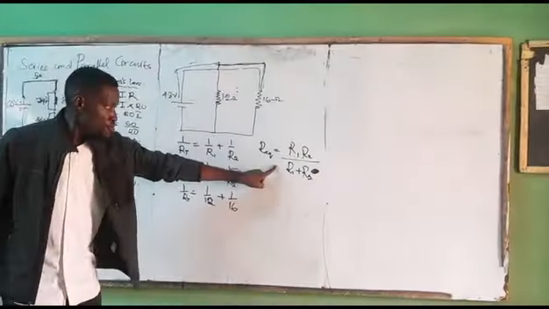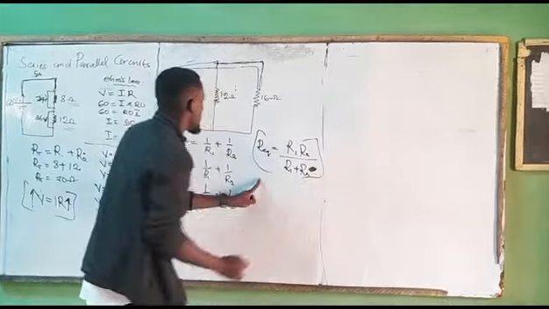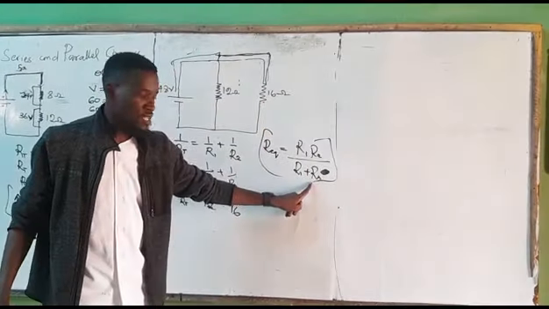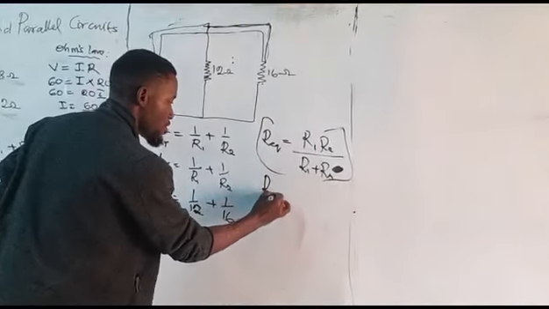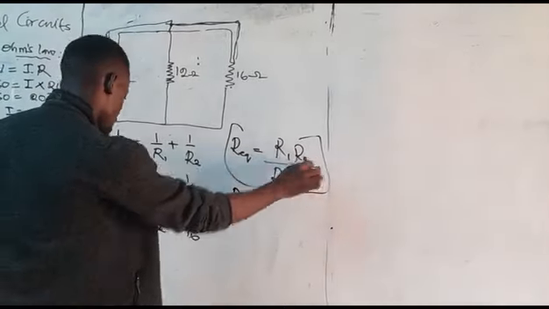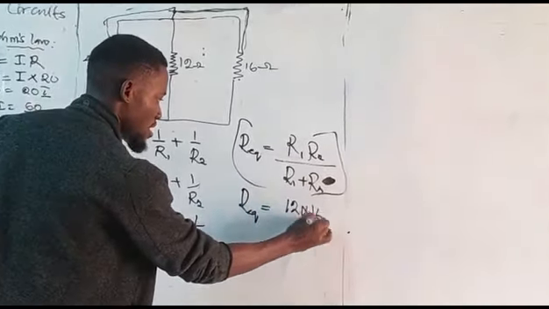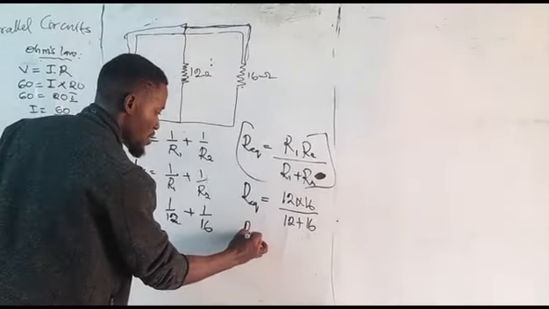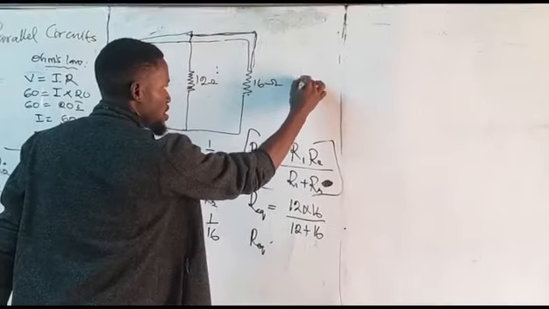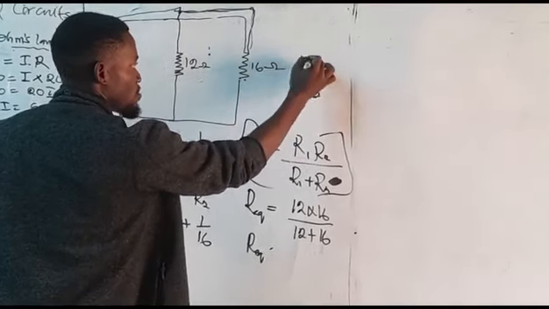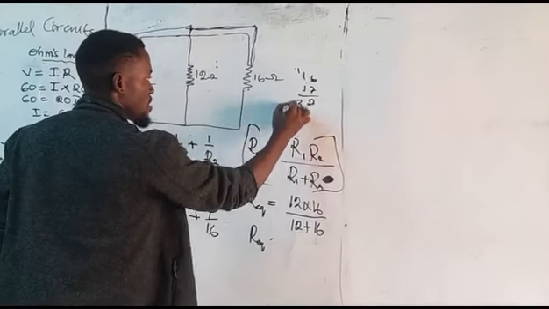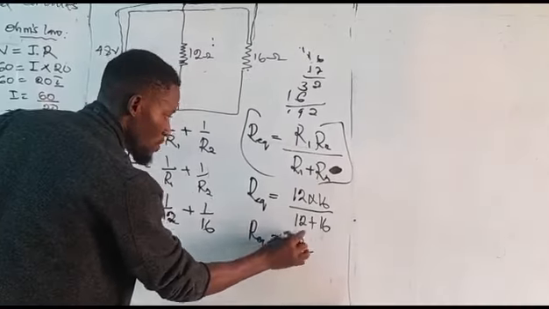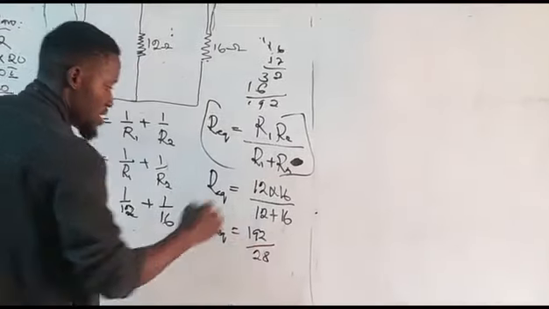We can use this, but we can only use this when the resistors are 2. If it's more than 2, we cannot use this. Go ahead and have our REQ equals R1 times R2 all over R1 plus R2, that will be 12 times 16 all over 12 plus 16. So our REQ equals 192 over 28.